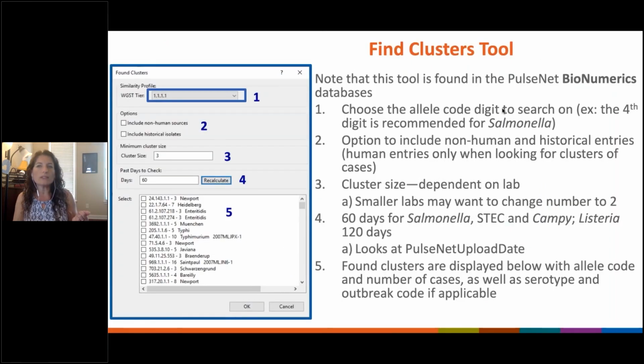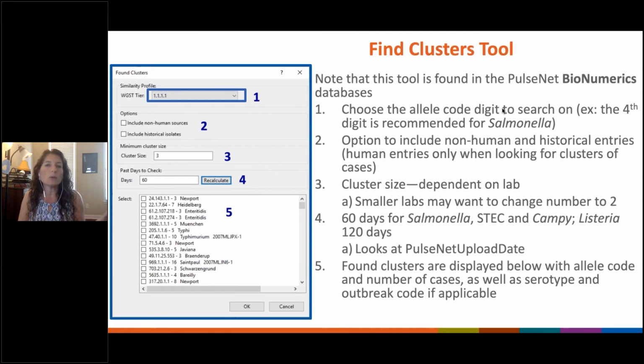This is a tool that's in our BioNumerics software. You can see up at the top, you just choose which digit you want to look at. Like we just said, we're going to look at the 4th digit for Salmonella, so I'll do 4 digits. I can decide to include or not include non-human sources as well as historical isolates. I will say for initial cluster detection, we usually don't include those at first. We identify our cluster size. We typically say that you should probably have 3 or more in your cluster.